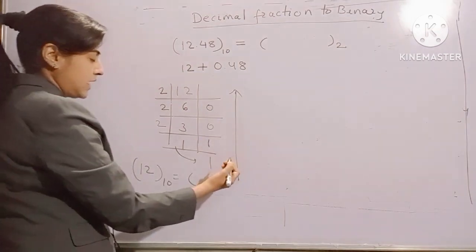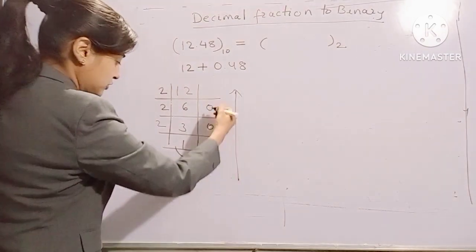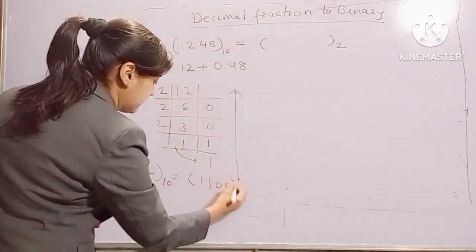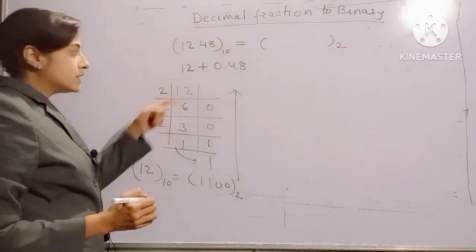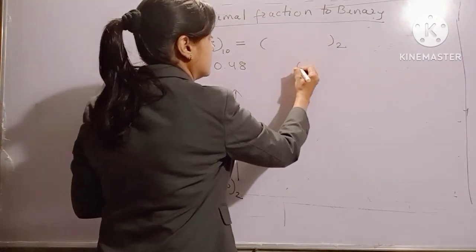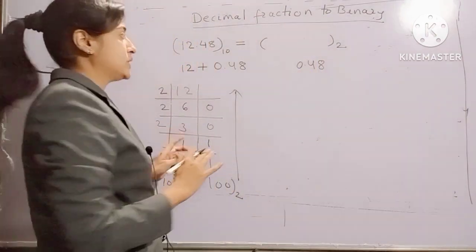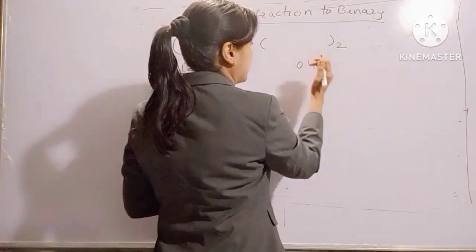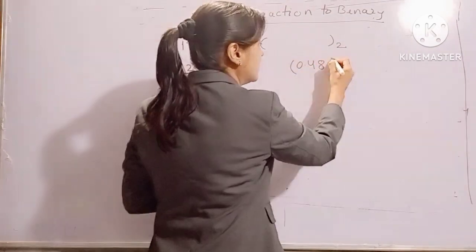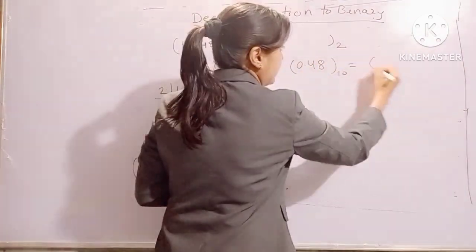Where to go? We need to go bottom to top. So 1100. I am getting this. Now, the purpose of this video is how we can convert the fraction part of a decimal into its equivalent binary.